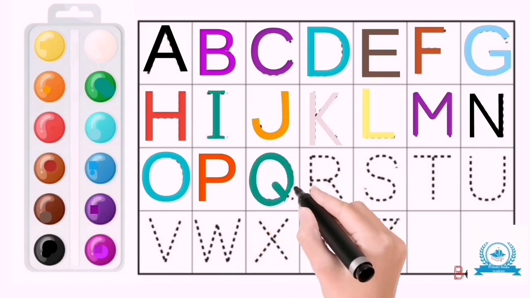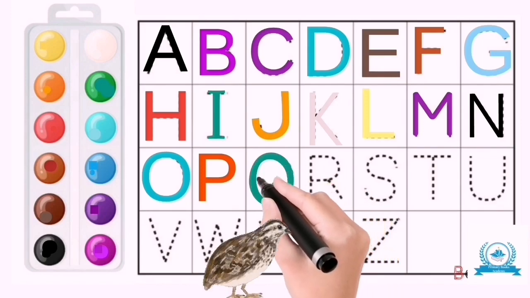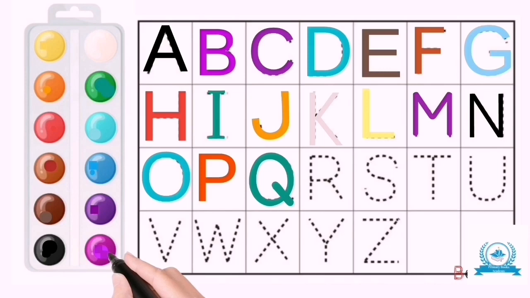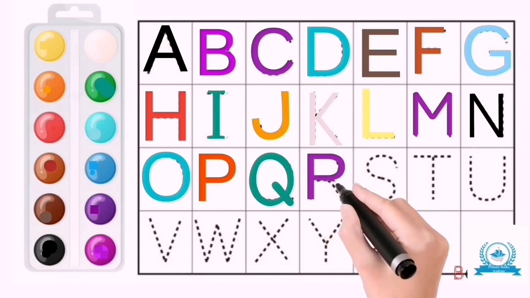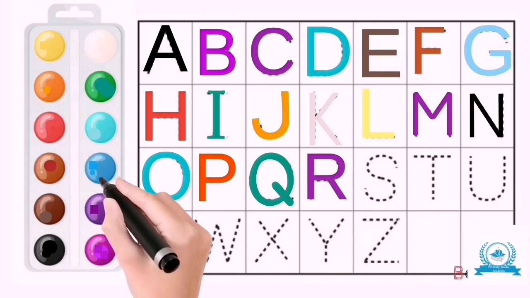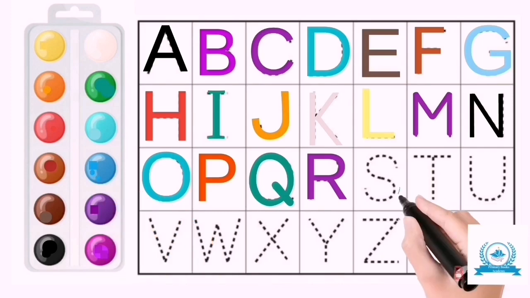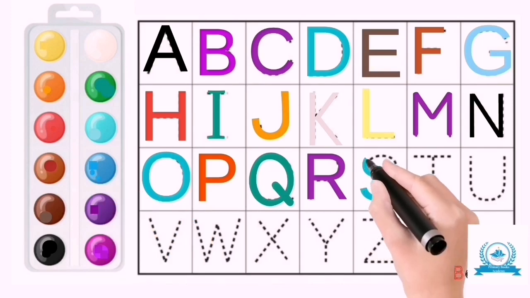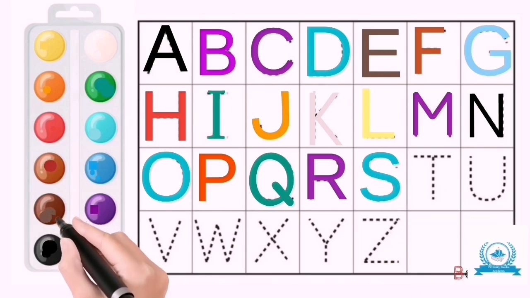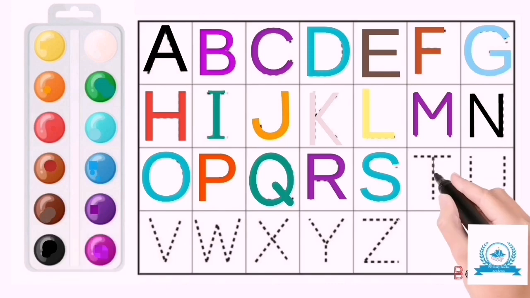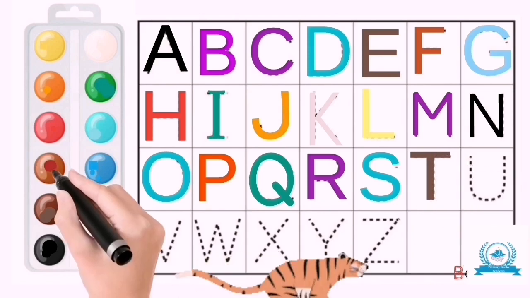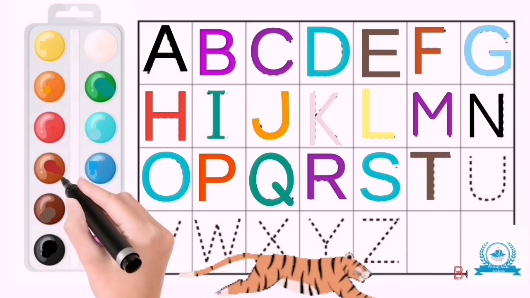Q. Q is for quail. R. R is for rabbit. S. S is for snake. T. T is for tiger.